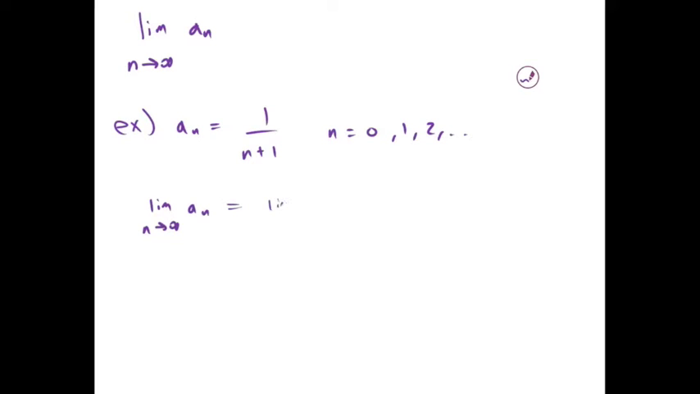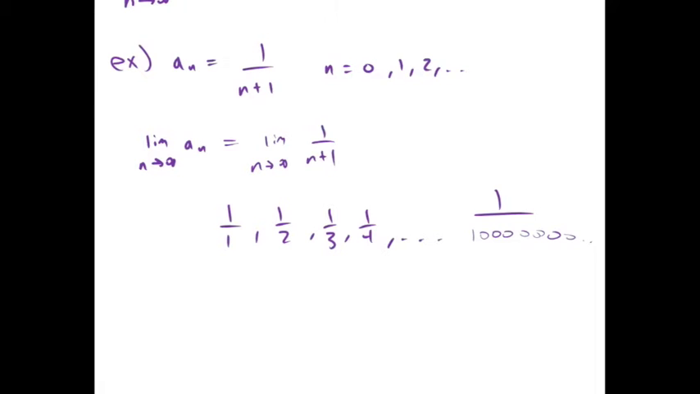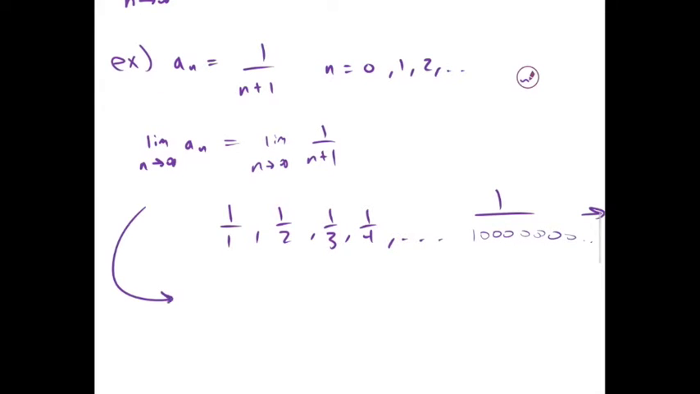Well, that's just the limit as n approaches infinity of 1 over n plus 1. So we can just look at what happens. Our first term is 1 over 1, which is 1. We have 1 half, 1 third, 1 fourth. If we get really big numbers, we'll get like 1 over a million, or even higher. And we can see that this is getting smaller and smaller, and it's going to approach 0. So the limit equals 0. So we say that this limit exists, and that the sequence is convergent.